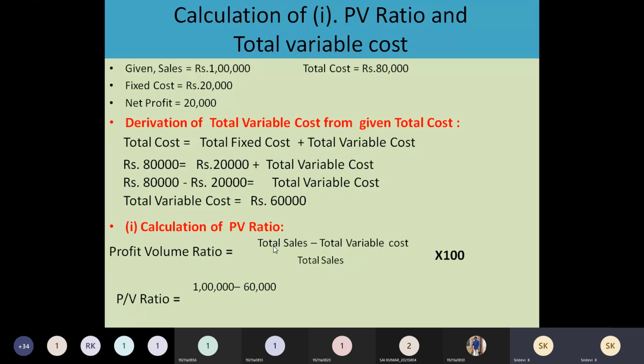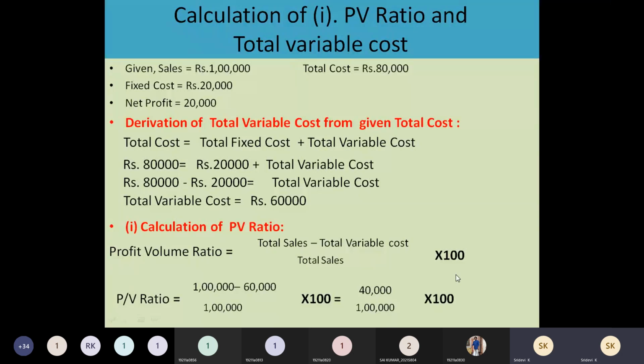Substitute: in place of total sales, 1 lakh; in place of total variable cost, 60,000. So 1 lakh minus 60,000, divided by 1 lakh, will give you 40,000, divided by 1 lakh, into 100. Here the division lines are missing, so you draw the lines.